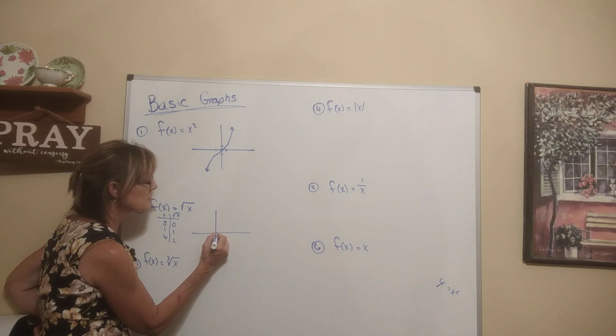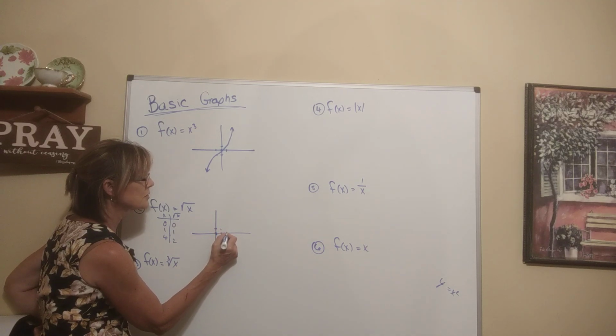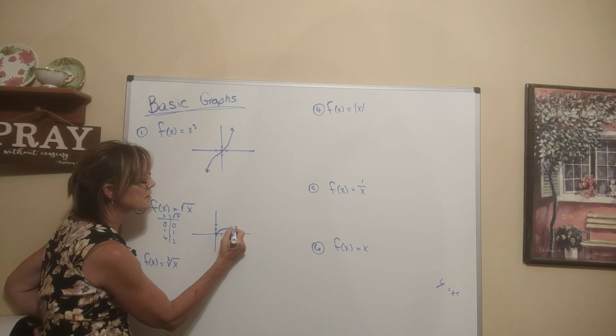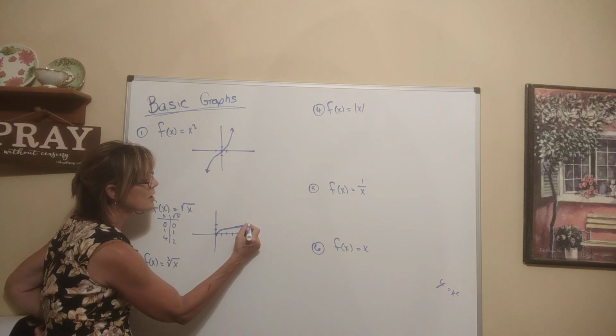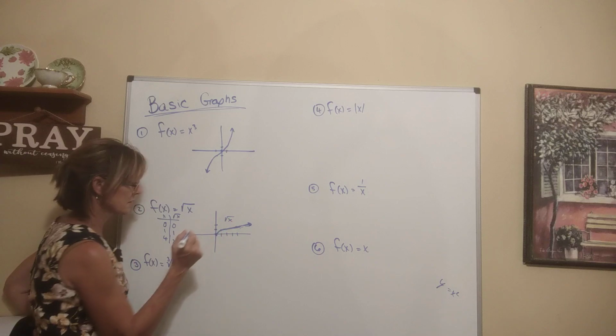So we get this point 0, 0. We get this same point 1, 1. And then over here 2, 3, 4. We're up here at 2. And so this is the basic shape. It continues to go up. But this right here is the basic shape of the square root of x graph.